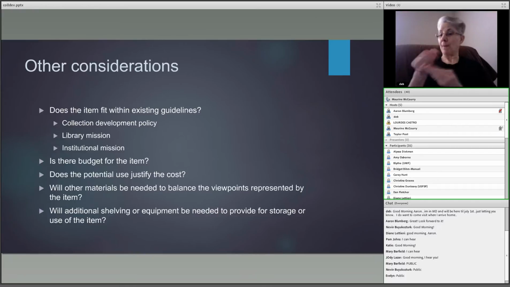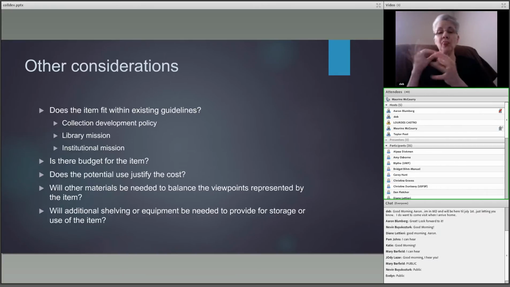Your budget, of course, has to be considered. Can you afford the item that you're considering? Is it in line with the budget as a whole? Can you really afford what you're considering? And does the potential use justify the cost?